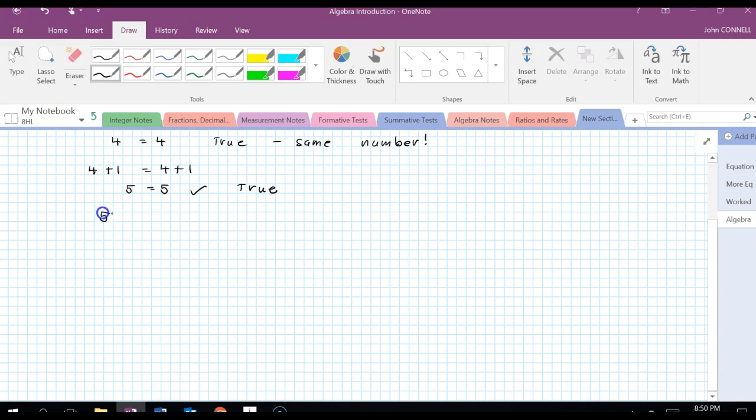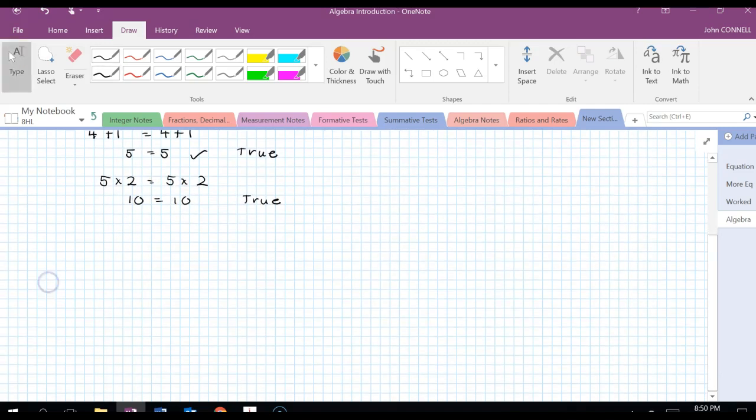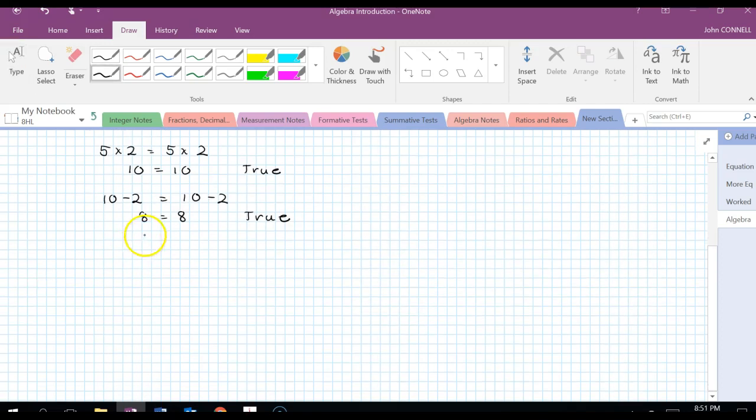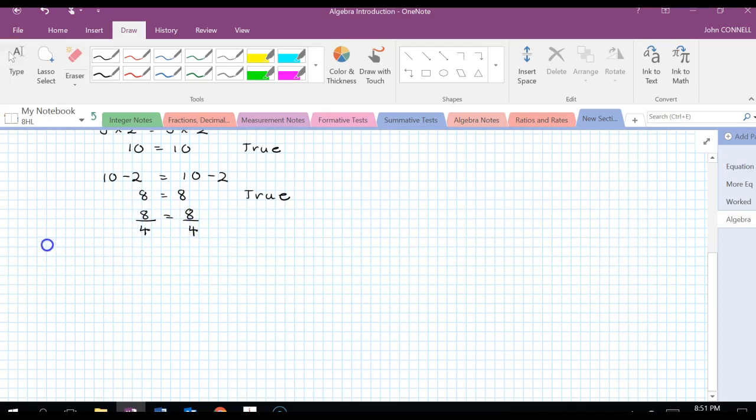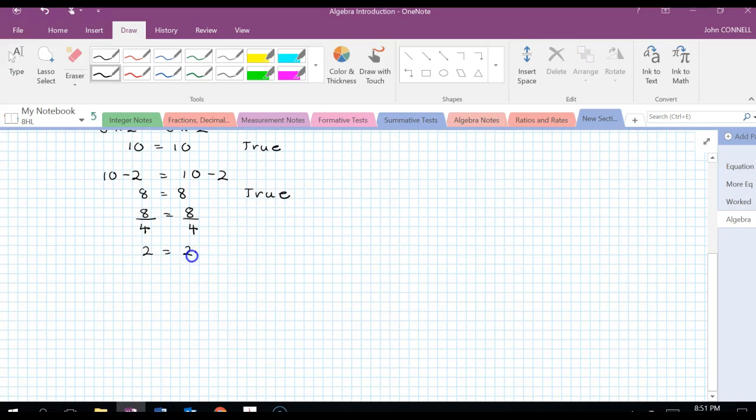Or I could take this and multiply both sides by 2, so I get 10 equals 10, so this is still true, as it's the same number on both sides. Or I could do another operation. I could take 2 away on both sides, which gives me that 8 is equal to 8, and so this again is still true as well. Now I've got my last operation, I can divide both sides by the same number, and it's still going to be true. It's going to have the same number on both sides, so it's still true.